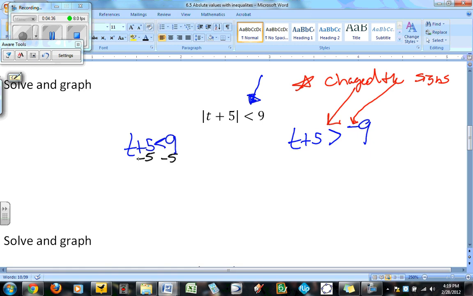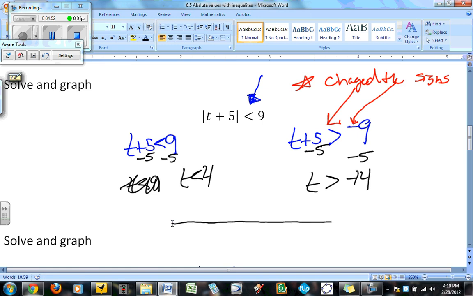Subtract 5. So t is less than 9. Or sorry, wow, I never subtracted. T is less than 4. And I'm going to subtract 5 here. T is greater than negative 14. And then it says graph the solution.